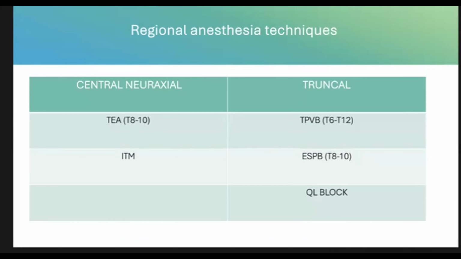Now, the thoracic epidural is a gold standard for open radical nephrectomies, and it provides excellent somatic and visceral analgesia. But it is an invasive procedure. It gives bilateral blockade, and there is risk of hypotension and catheter displacement as well.